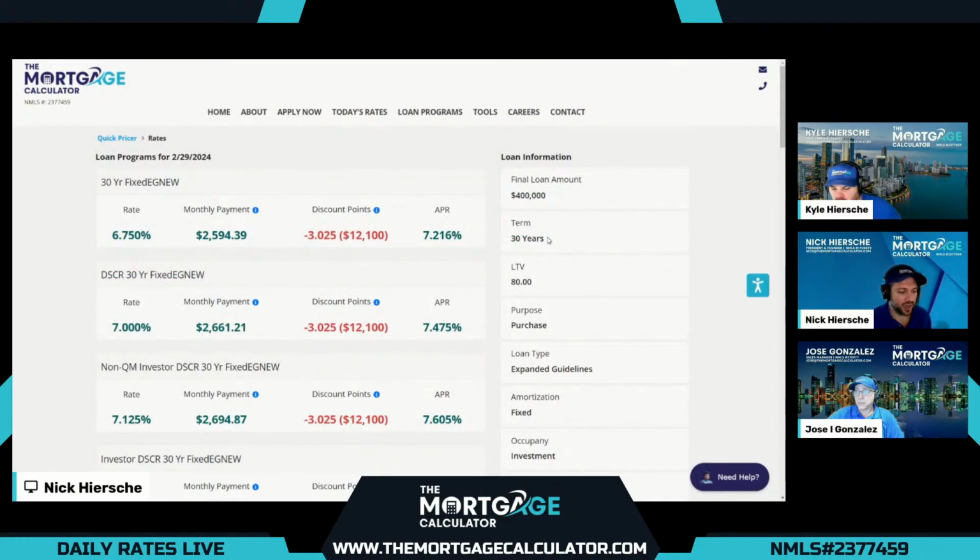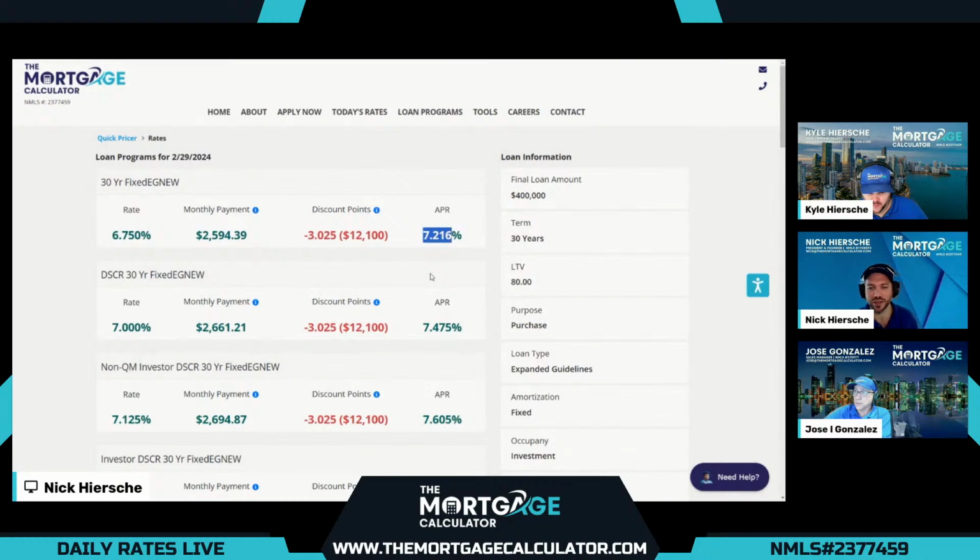And again, absolutely smoking DSCR, 6.75 rate, 3.025 discount points of cost, puts the final APR at 7.216 for a DSCR option. Smoking conventional, smoking the portfolio option. Absolutely amazing. 100% of investors will use this option if you present it because of the flexibility and ease of the DSCR programs.